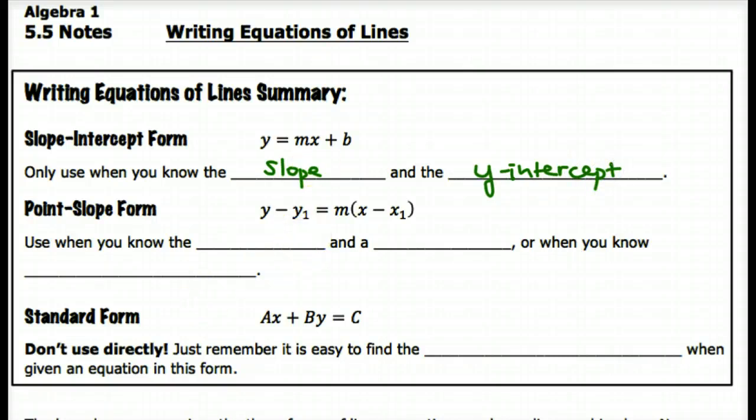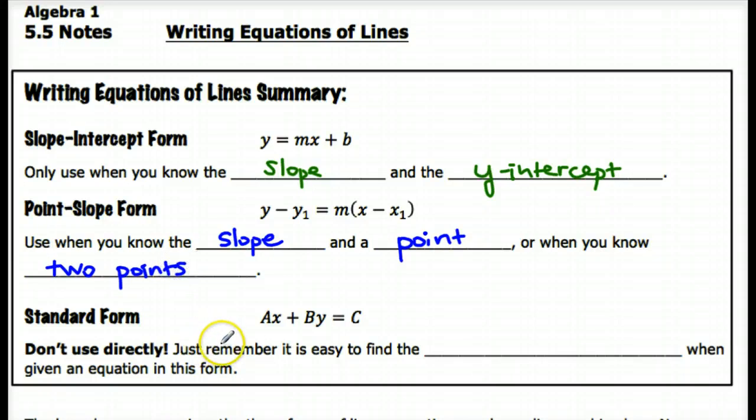Okay, the second form we talked about was point-slope form. Point-slope form we can use when we know either the slope and just a point on the line. It doesn't have to be the y-intercept, it can be any point on the line. Or we can use it when we know two points. Because if you know two points, remember, you can use your slope formula to calculate the slope.